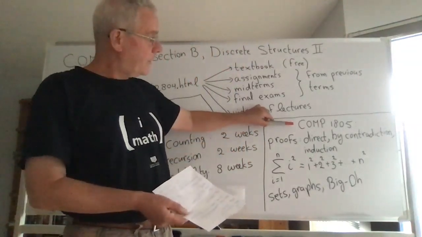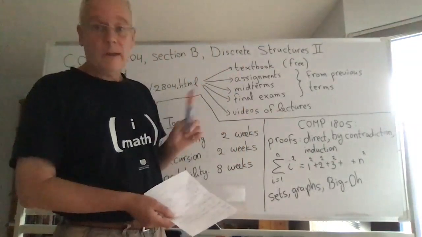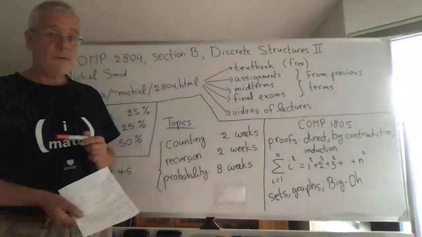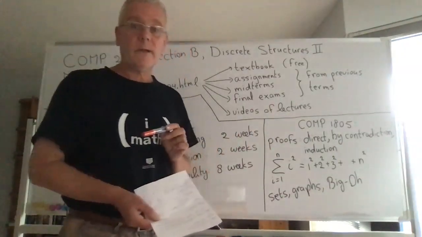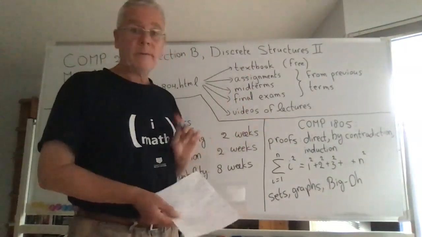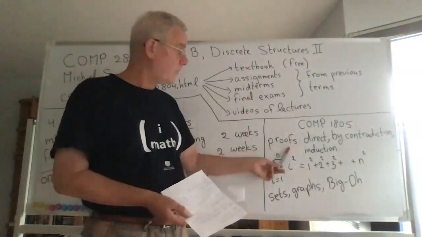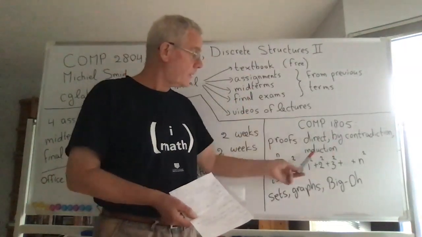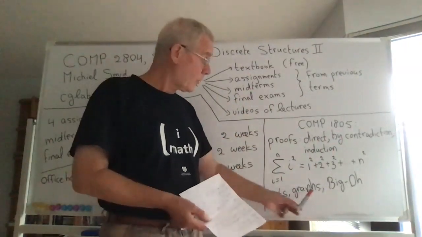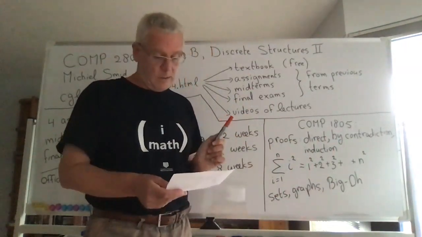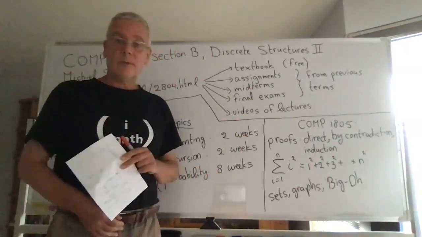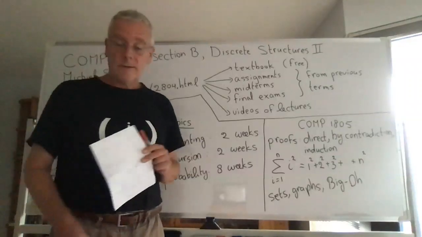In case you are not entirely familiar with the notions from COMP 1805, or you want to review them, I recommend that you take a quick look at chapter 2 of the textbook. Chapter 2 gives more examples of proofs: direct, by contradiction, and induction. It gives some more examples about graphs and big O as well. This is the end of lecture number 0, and I will see you on September 9.